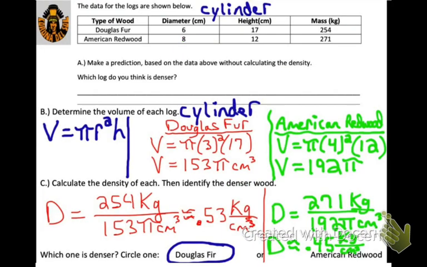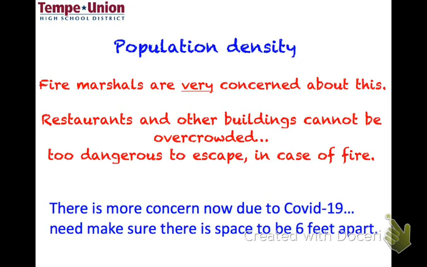All right, so let's look at population density a little bit here. The fire marshals are really concerned about this population density, because they don't want the restaurants or the stores to be too crowded, so that if a fire or anything happens, people wouldn't have any trouble getting out in an orderly fashion, and nobody would get stampeded. So they are super concerned about that.